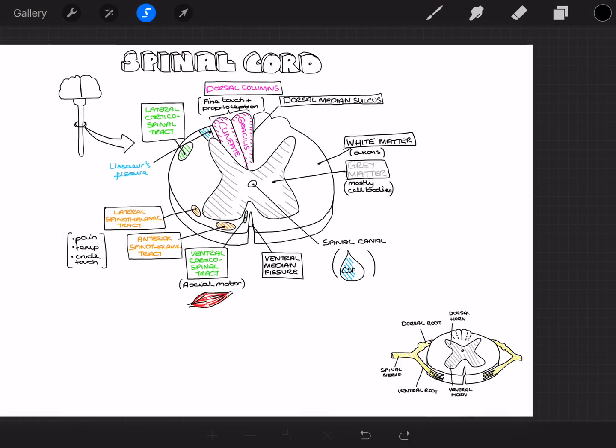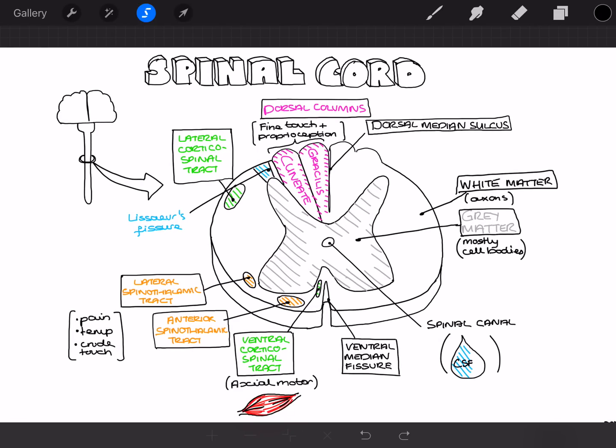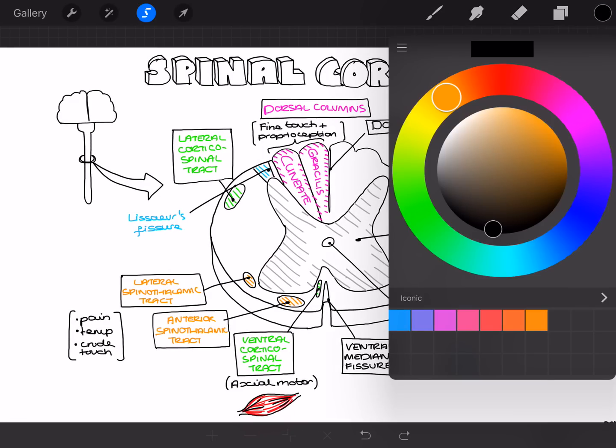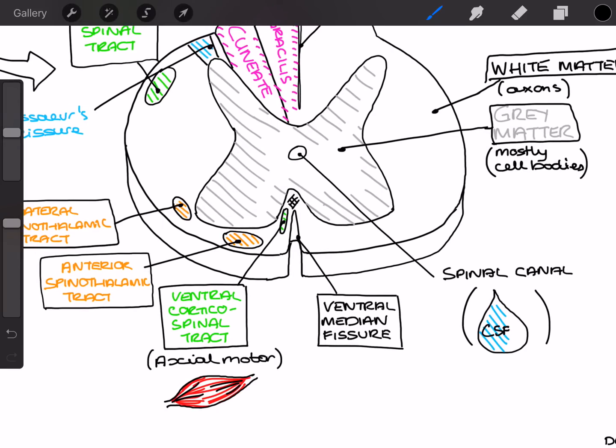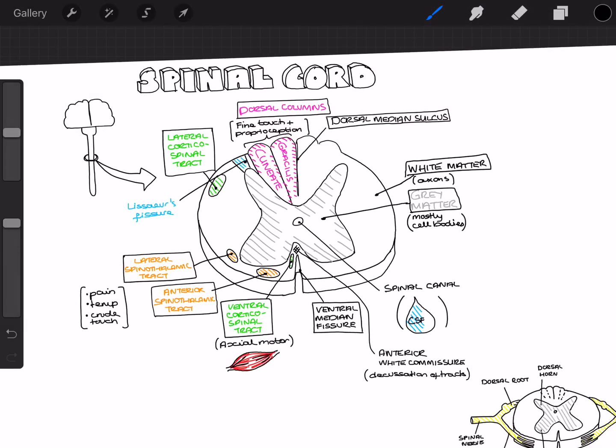Okay, so that is a very quick overview of the different tracts in the spinal cord. And in another video, I will talk about what happens in these tracts. Oh, I forgot to label the anterior white commissure. And this will become important when I talk about the tracts, because this is where some of them decussate.